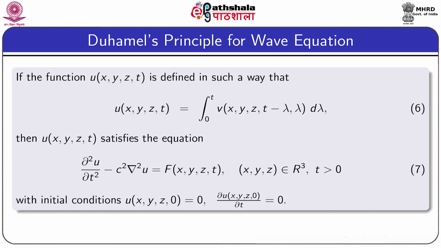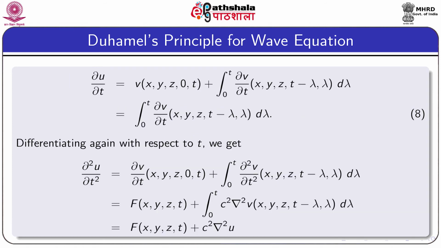Now, to establish that, we differentiate u with respect to t. So, if you look at equation 6, if you take the differentiation of u with respect to t, this is differentiation under the sign of integration. So, according to that rule, its value is equal to v at the point x, y, z, and we have to put the value of lambda as t. So, if we put the value of lambda as t, the fourth argument becomes 0 and lambda is t.